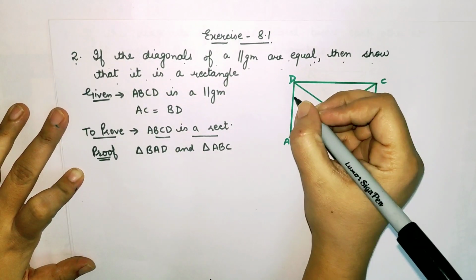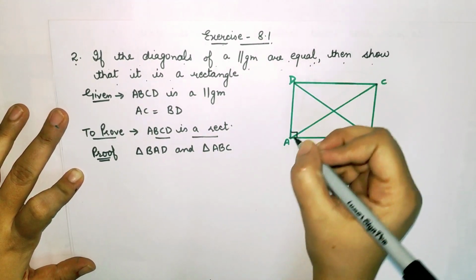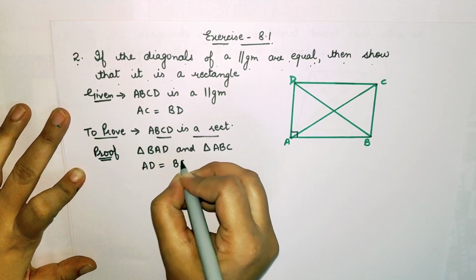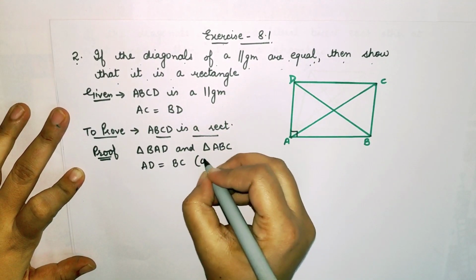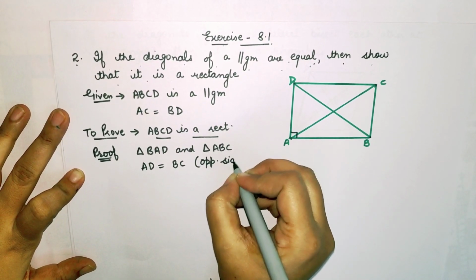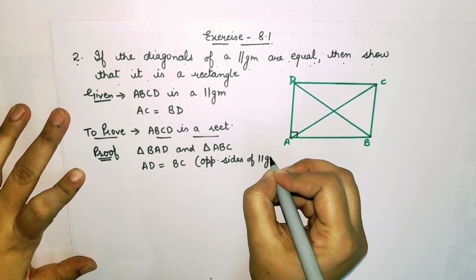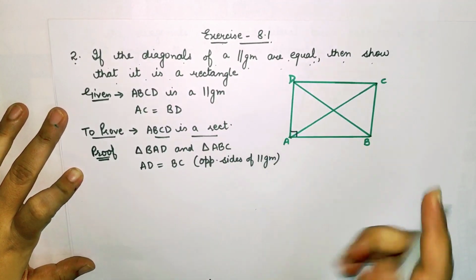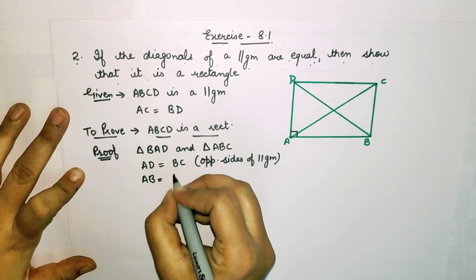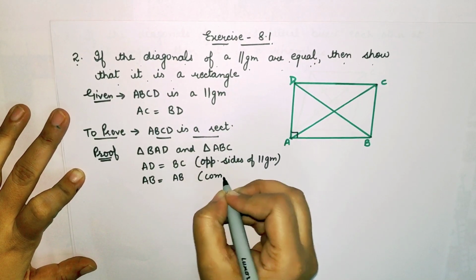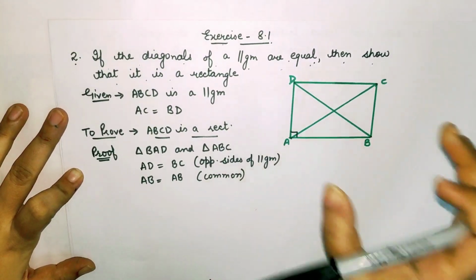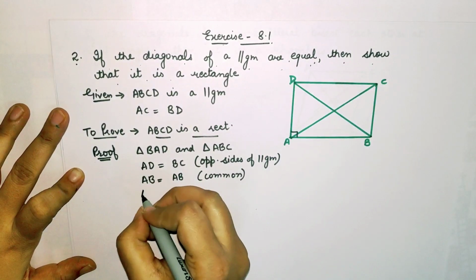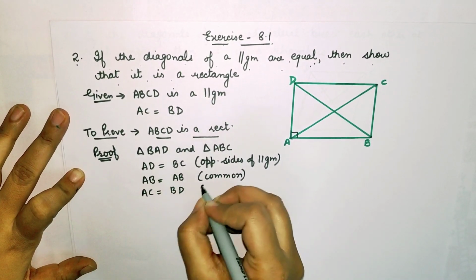Is it clear? Now in this we know that AD is equal to BC. Why AD is equal to BC? Because opposite sides of parallelogram are equal. And in this triangle and this triangle, AB is common. AB is equal to AB, that is common. Now it is given in the question that diagonals are equal. It means AC is equal to BD. It is given in the question.